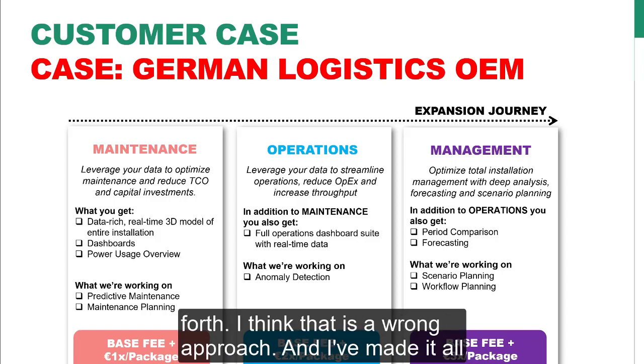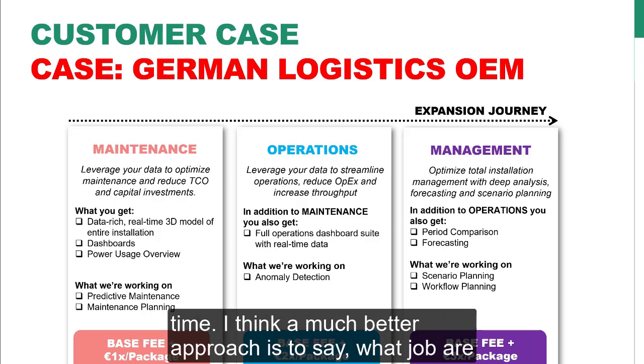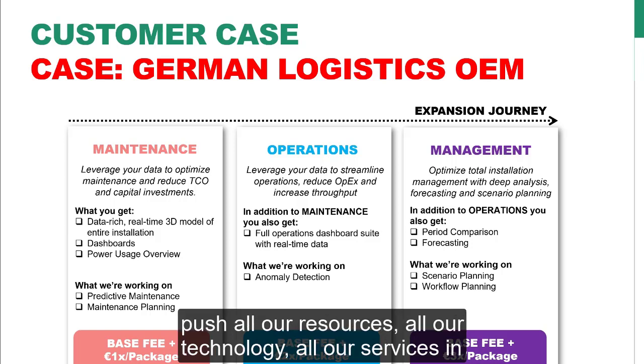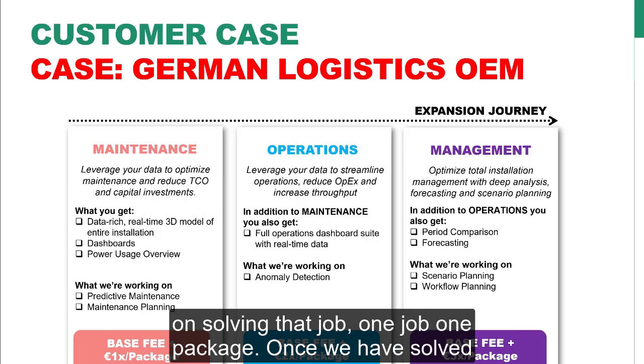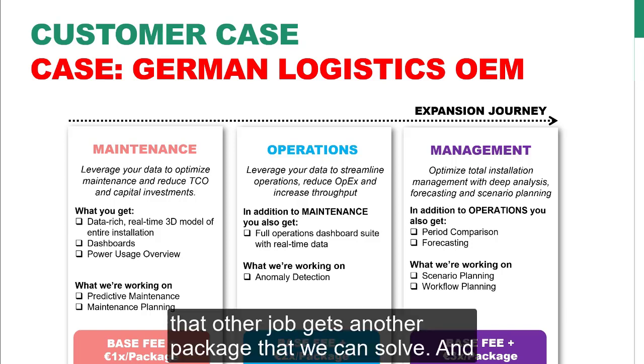I think that is a wrong approach, and I meet it all the time, and I meet teams that have issues with it all the time. I think a much better approach is to say, what job are we solving for the customer? If we can identify that, then let's push all our resources, all our technology, all our services in on solving that job. One job, one package. Once we have solved that, we can identify another job that we can solve. And then that other job gets another package.